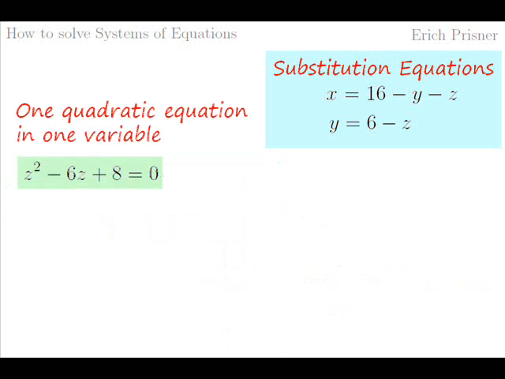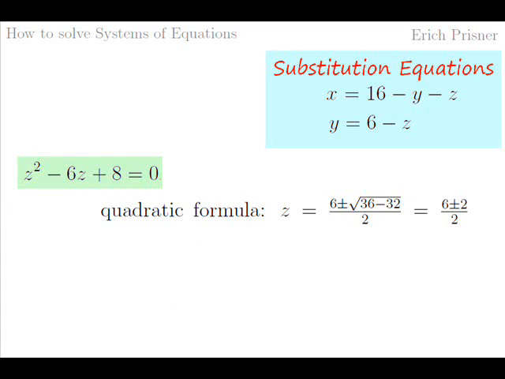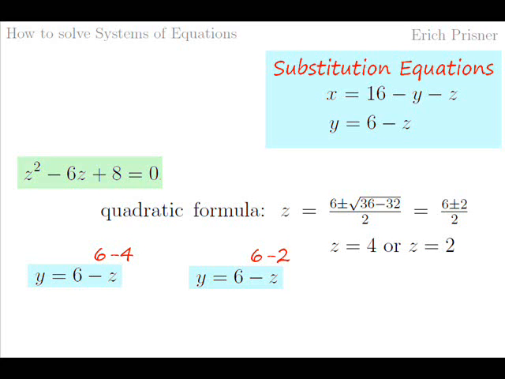We use the quadratic formula again. z equals 6 plus minus the square root of 36 minus 32, all divided by 2, which is 6 plus minus 2 divided by 2, either 4 or 2. Next, we substitute these solutions for z into the second substitution equation, y equals 6 minus z, and get two solutions, y equals 2 and y equals 4.